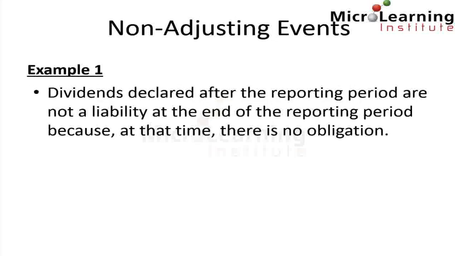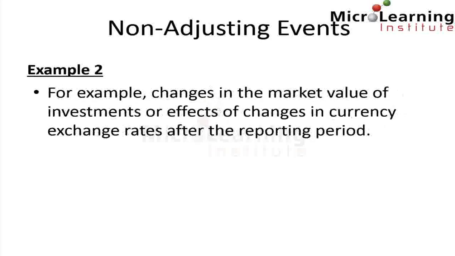An example of a non-adjusting event might be dividends that were declared after the reporting period, as these dividends were not a liability at the end of the reporting period because at that time there was no obligation. Other examples of non-adjusting events include changes in the market value of investments or effects of changes in currency exchange rates after the reporting period.